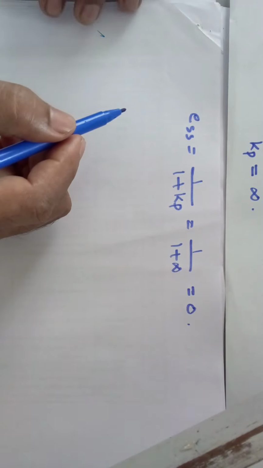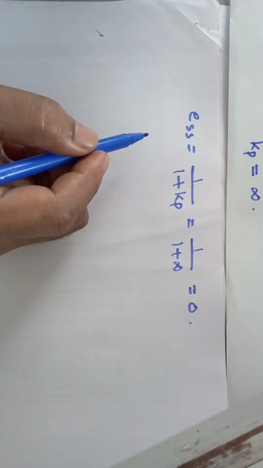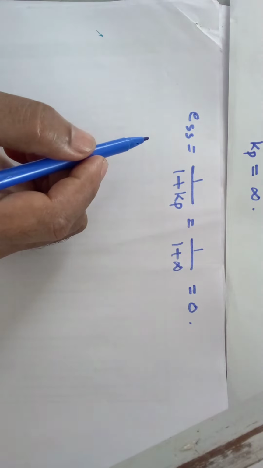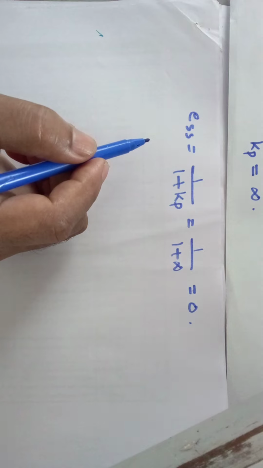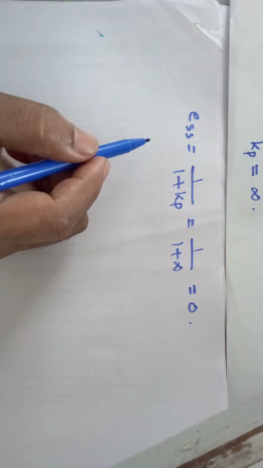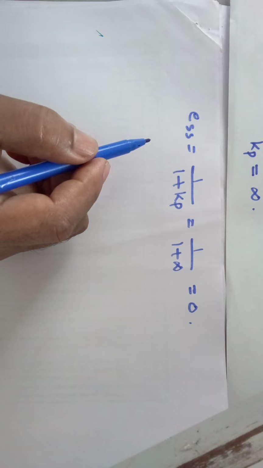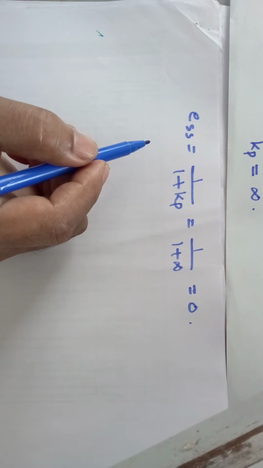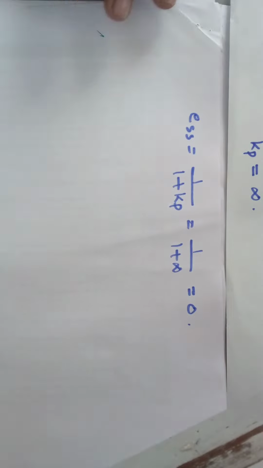So we can conclude that in a system with type number 1 and above, suppose it is a type 2 system or type 3 system, for unit step input the value of this Kp, the static error constant or the positional error constant, will be equal to infinity, and therefore the steady state error will be equal to 0 for type number 1 and above systems. So that is the conclusion here.